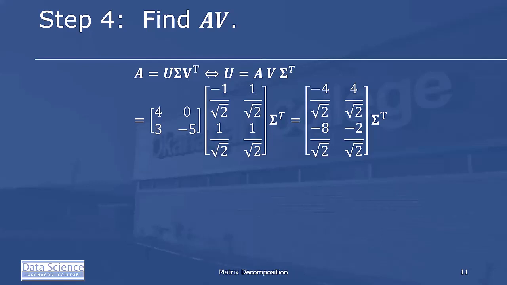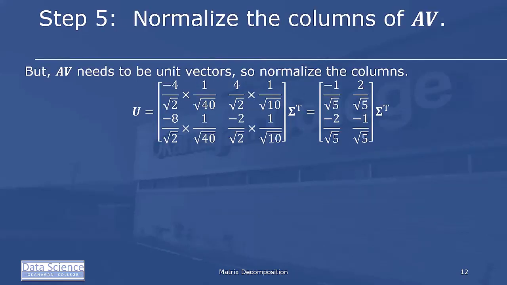Next, we need to normalize this. Normalizing the columns, we see that we have to multiply the first column by 1 over root 40, and the second column by 1 over root 10. So this gives us an AV normalized matrix of negative 1 over root 5, negative 2 over root 5, 2 over root 5, negative 1 over root 5. And again, we note that U is equal to this matrix times sigma transpose.